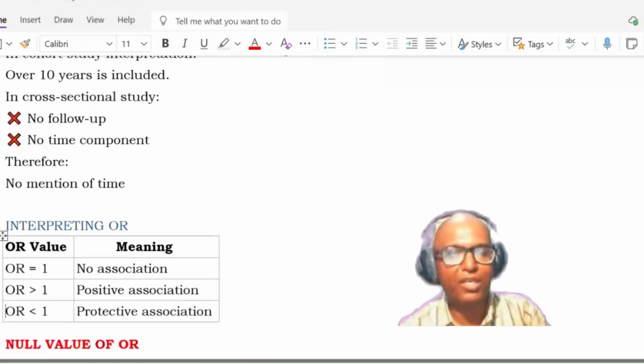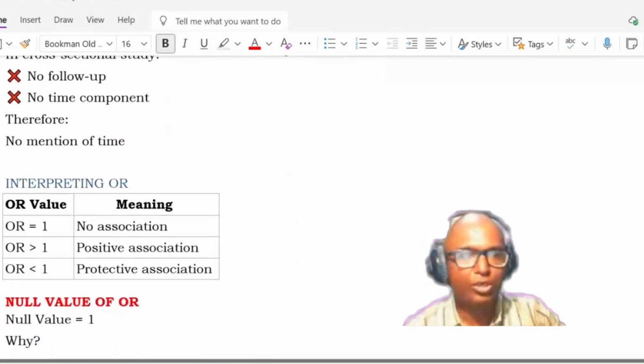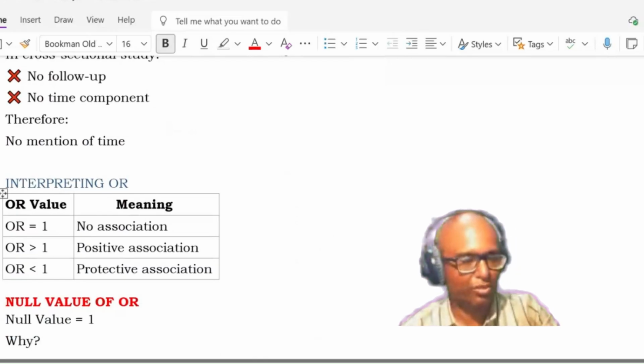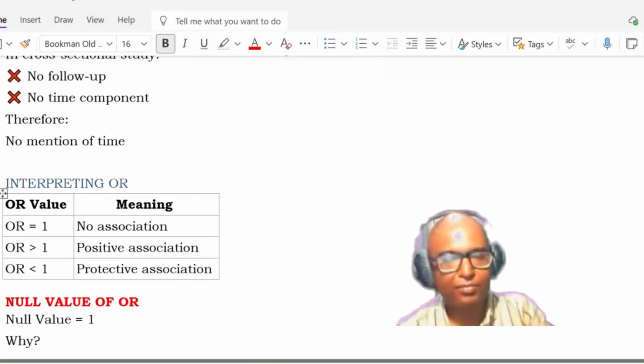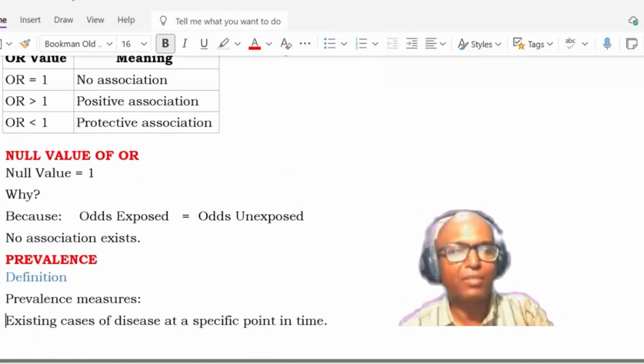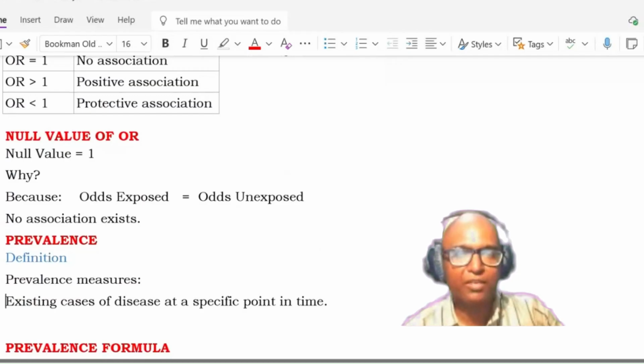So for the interpretation of the odds ratio, equal to 1 means no association. Odds ratio more than 1 is a positive association. Odds ratio less than 1 is a protective association. So the null value for the odds ratio is 1. Why 1? Because odds in the exposed equal to odds in the unexposed, that means no association exists.